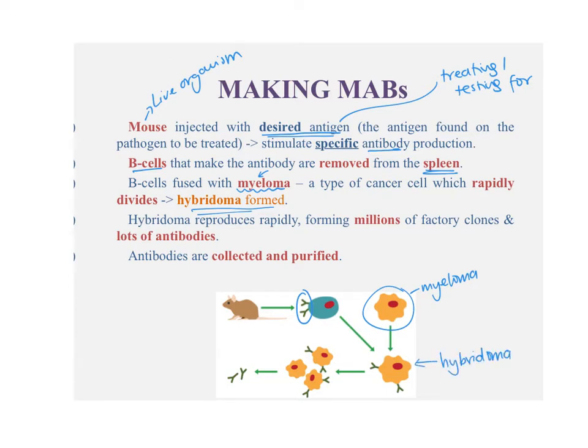And finally, what we do is we're going to reproduce that hybridoma loads and loads of times because it's a cancer cell, rapid division. We're going to get lots and lots, millions and millions of antibodies being produced, which we then collect and purify. We don't need that myeloma cell, the hybridoma, attached to the antibodies. We just want the antibodies themselves. And that is a pure sample of MABs.